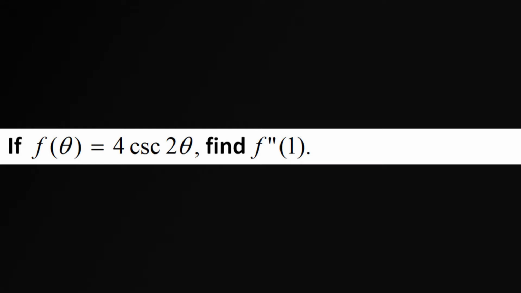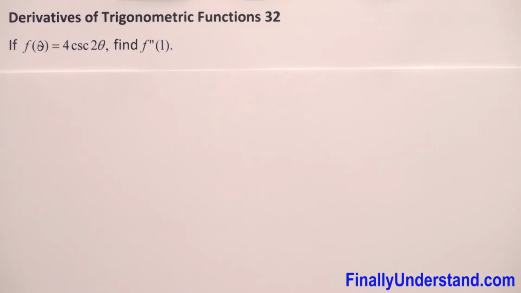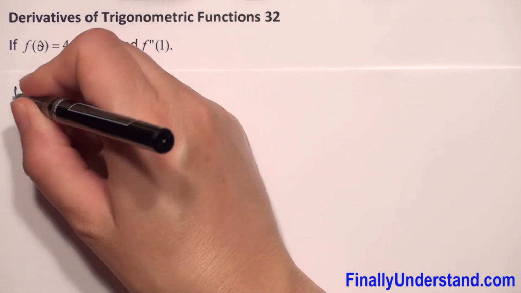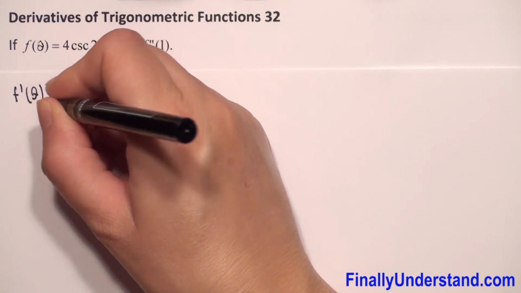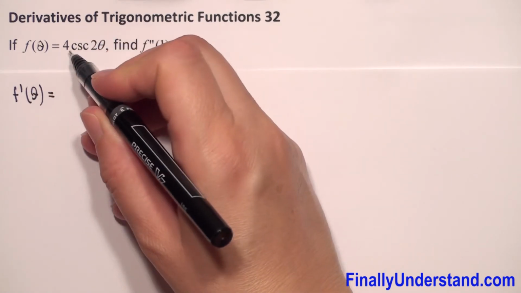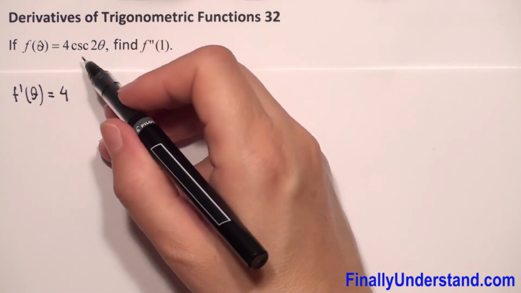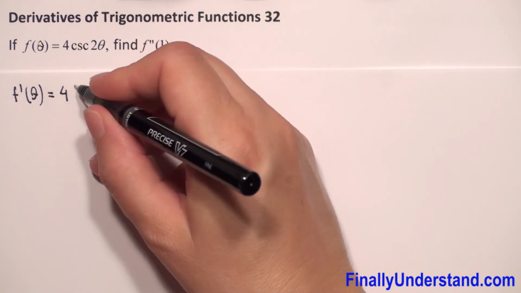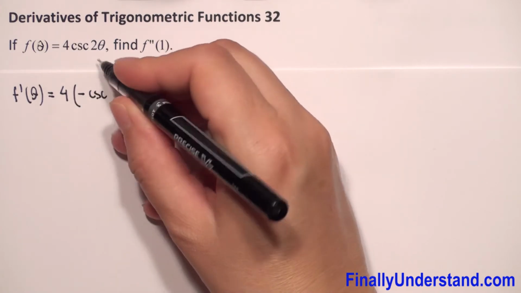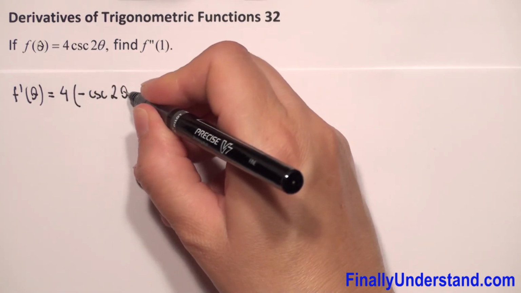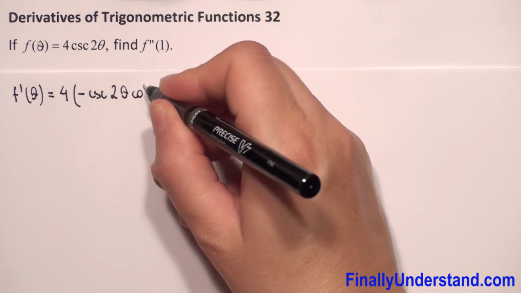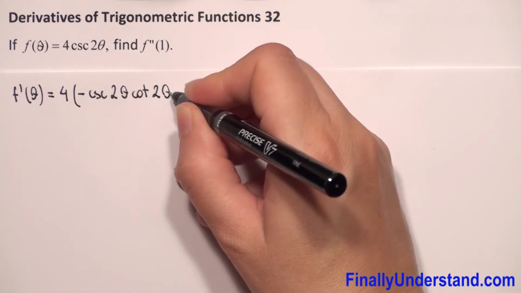We have to find the value of the second derivative for theta equals 1. So it means we have to find the first derivative of our f function. So f prime of theta is equal, we have a constant, so we copy this 4 first, and the derivative of cosecant is negative cosecant. We have 2 theta, so we just copy this, times cotangent of 2 theta.